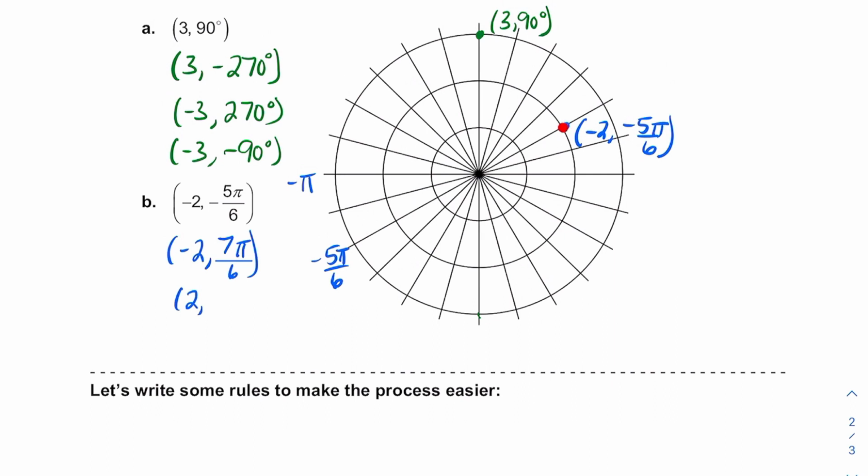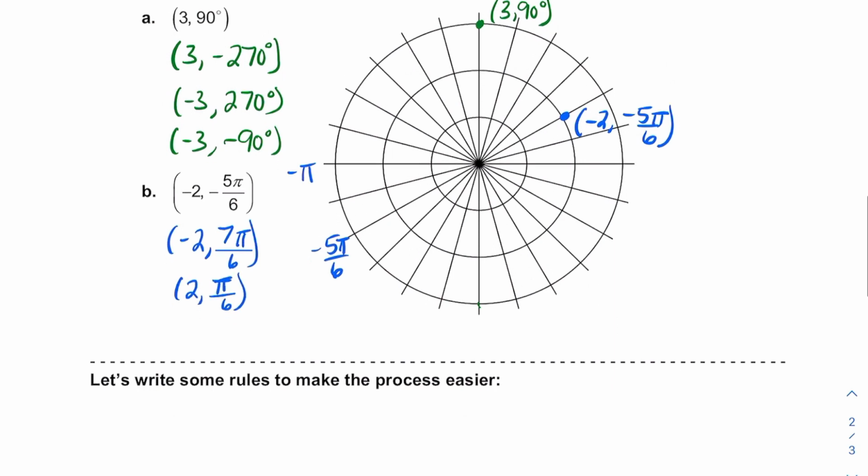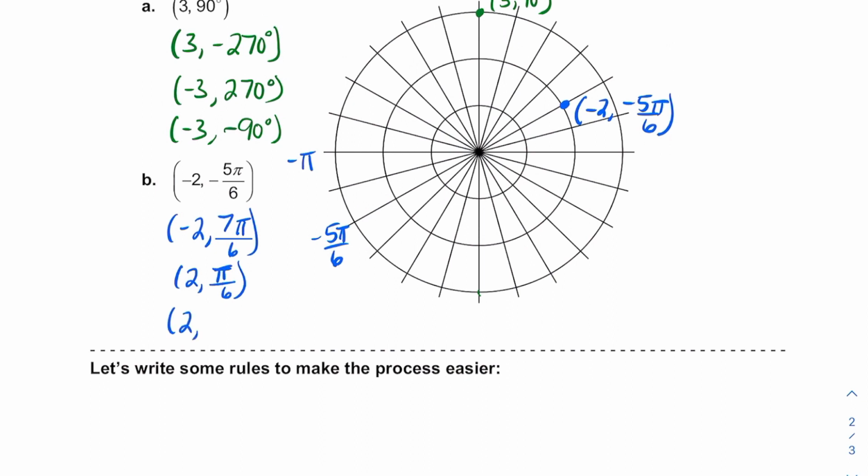Well, this is quadrant 1. So that makes this angle positive pi over 6. So this is the same as 2 comma pi over 6. Lastly, if we did positive 2, if I thought about from 0, how would I get to this point? Well, from 0, I go all the way around, except just a little bit. And if you don't remember that, that's going to be negative 11 pi over 6. So those are 3 ways to describe this.